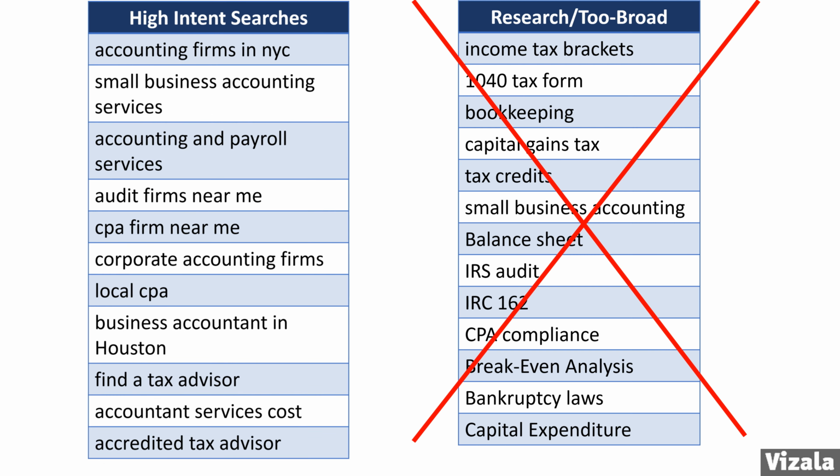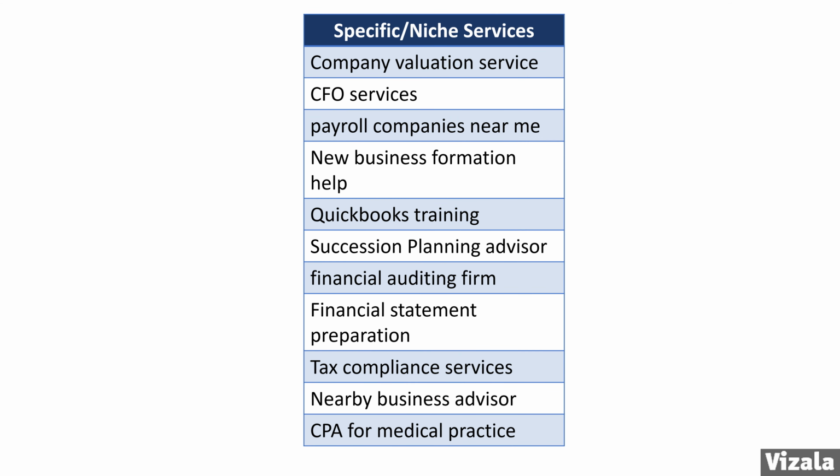By contrast, we would avoid appearing for topics that are overly broad like bookkeeping or income tax brackets. We would also avoid topics where the searcher is probably just doing research and is not necessarily looking to hire a CPA. Capital expenditures and tax credits are examples. We also target searches for specific services that your firm may offer or niches that your firm serves. CFO services, payroll companies near me, and CPA for medical practice are all examples.